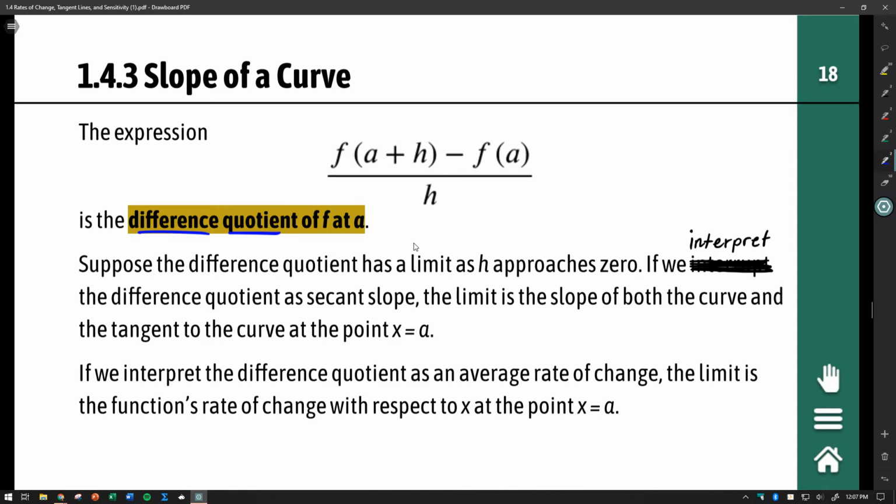This represents the slope of the secant as the secant approaches the tangent if the limit as h goes to 0 exists. Or we can also interpret this difference quotient as an average rate of change. Then the limit as h approaches 0 would be the function's instantaneous rate of change at the point x equals a. So that was the video on slope of a curve. I will join you for the next one, normal to a curve.